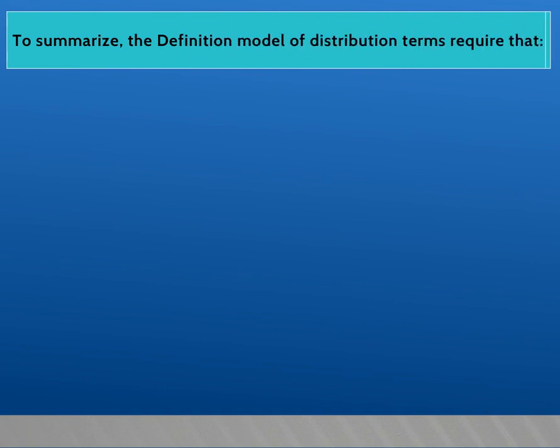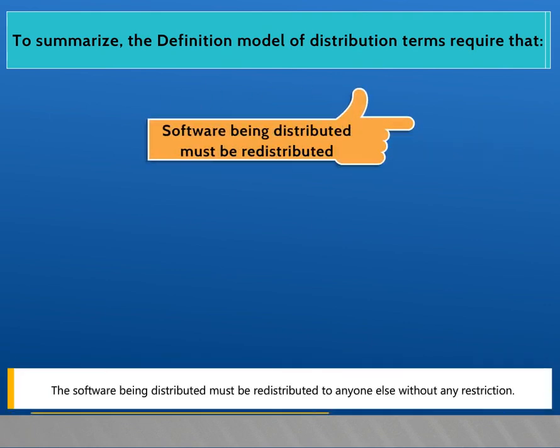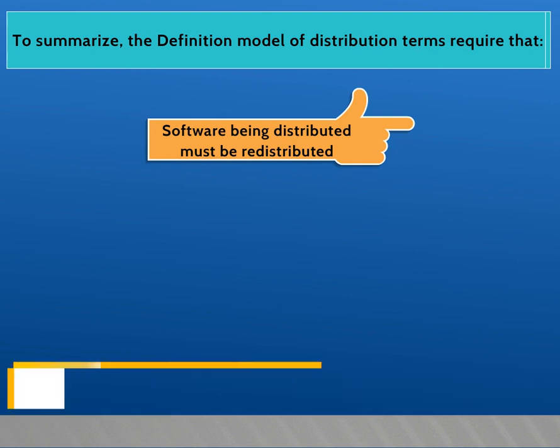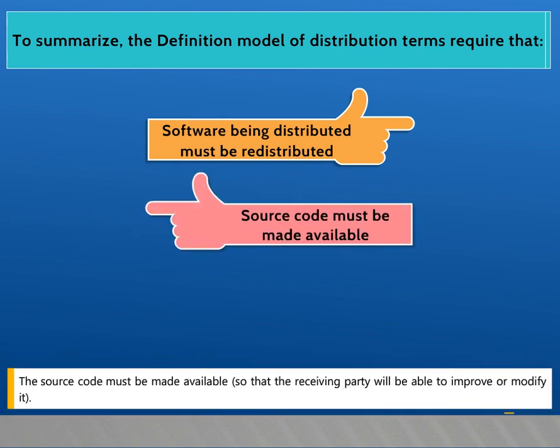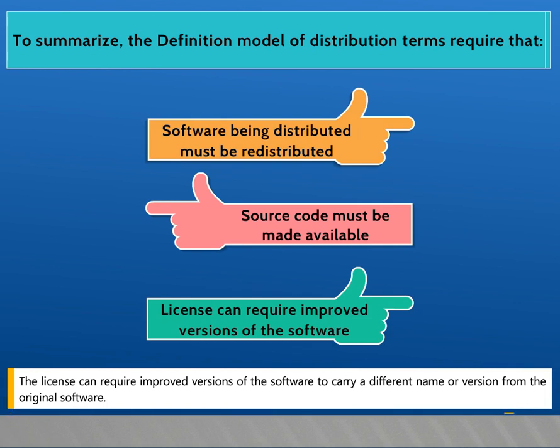To summarize, the definition model of distribution terms requires that the software being distributed must be redistributed to anyone else without any restriction. The source code must be made available so that the receiving party will be able to improve or modify it. The license can require improved versions of the software to carry a different name or version from the original software.